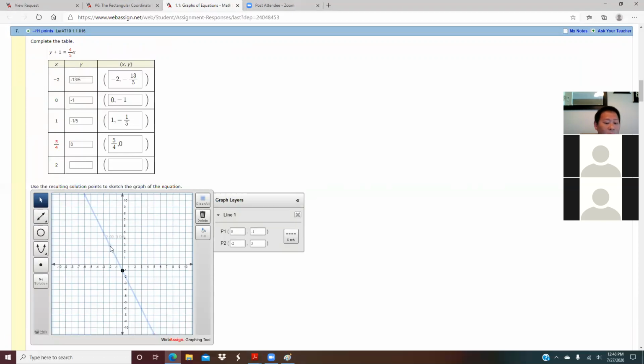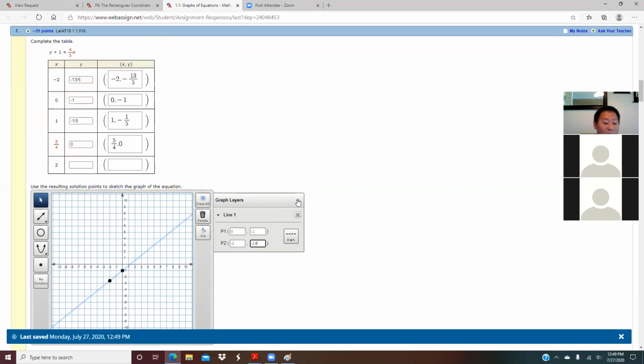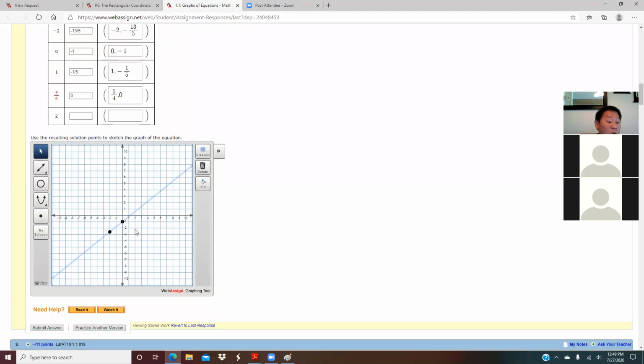Oh, sorry, this is the wrong graph. So what you need to do is change this from -2 to -2.6. That's what Devin told. Okay, don't do dash, and you're done. So this is how you do it. And then you submit answer.